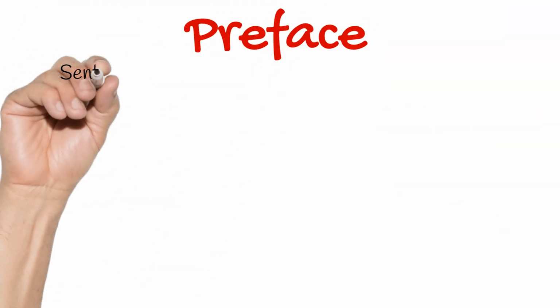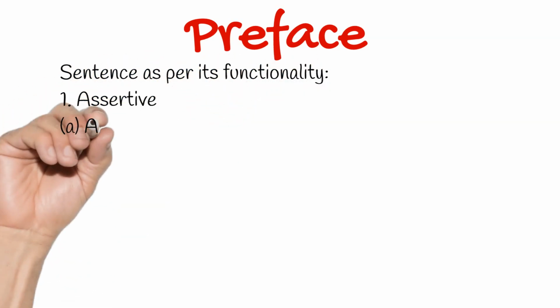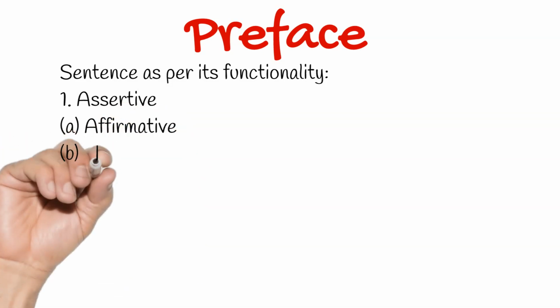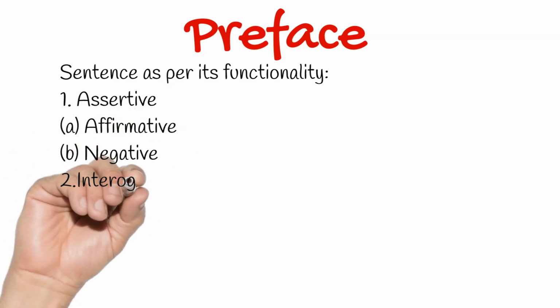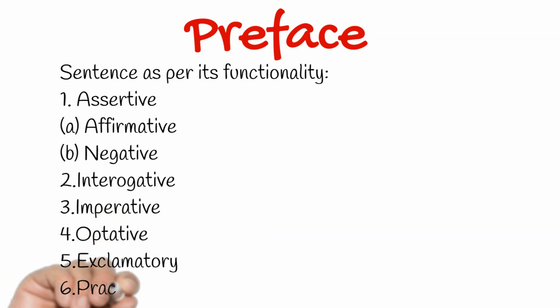In this tutorial, we are going to discuss different sentences. As per functionality, one can categorize a sentence into 5 types. These are assertive, interrogative, imperative, optative, and exclamatory. Further, we can classify assertive sentences into affirmative and negative sentences. We also practice some examples to test ourselves.